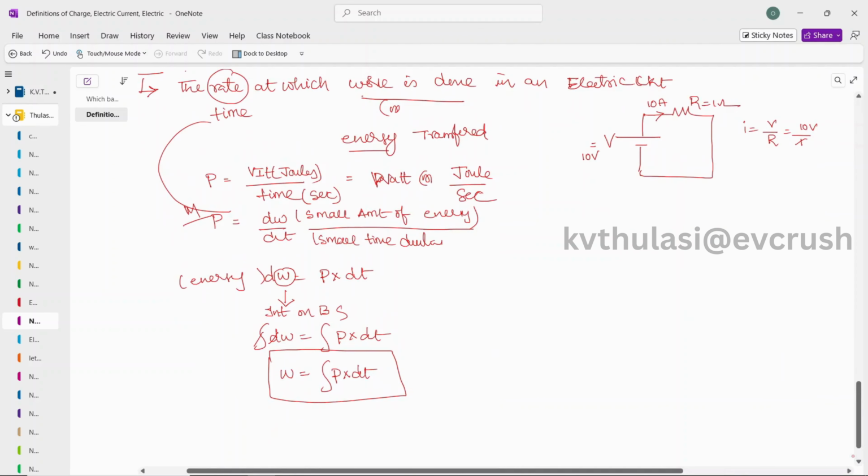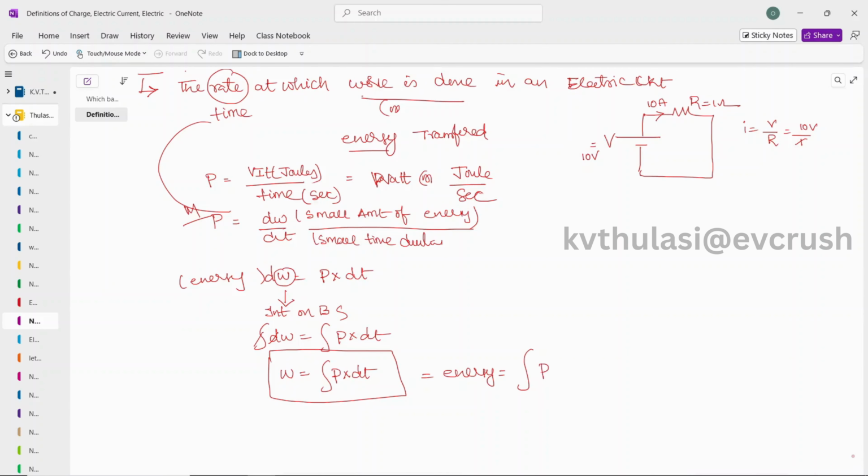Okay, so we can write down the simplest formula. Energy is nothing but the integral of power over the time taken. This is how we are going to define the formula for energy. The unit of power can generally be said as watts, or we can call it joule per second. These are the two ways of representing the units of power.